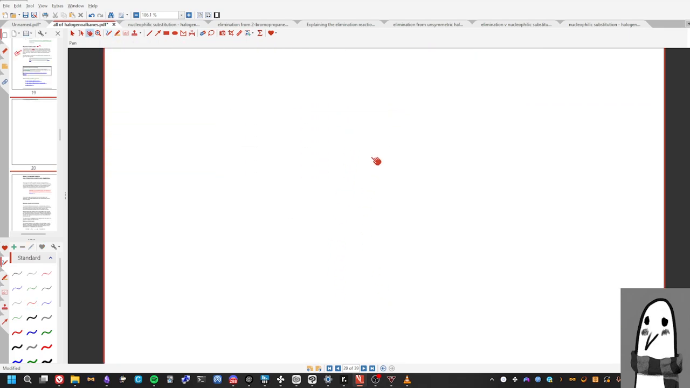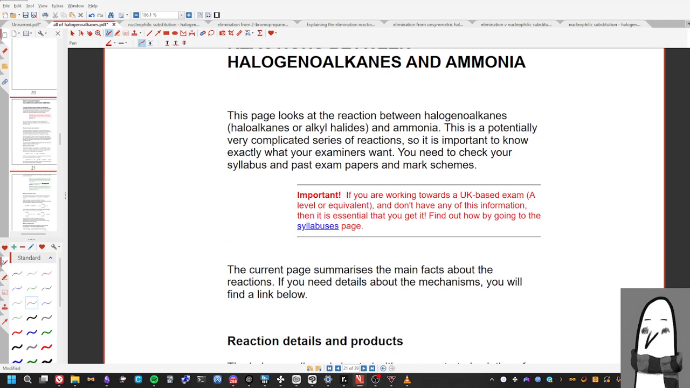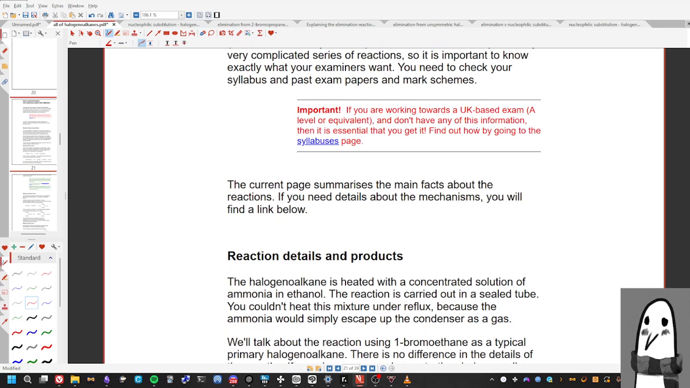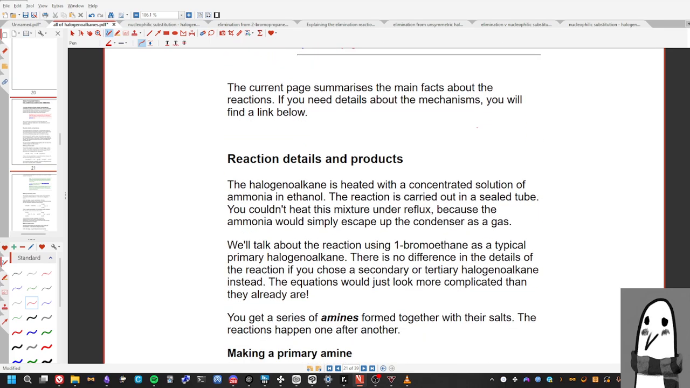So now we're talking about ammonia? Yeah. So this takes a look at halogenoalkanes and ammonia, which is a very complicated series of reactions. It's important you know exactly what your examiners want. I'm just going to summarize the main facts. If you need details, you'll find them in the link below.